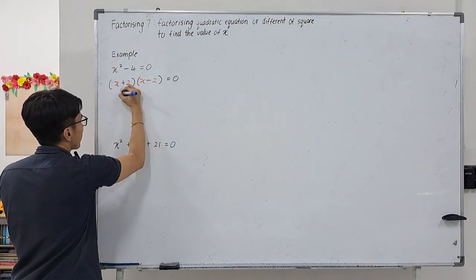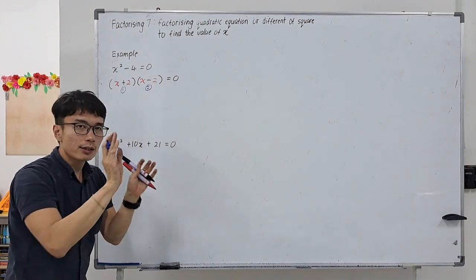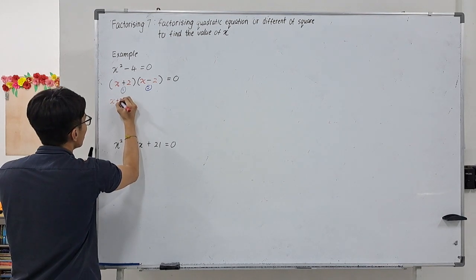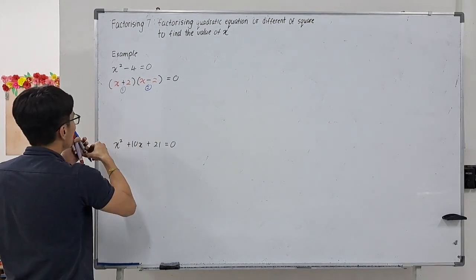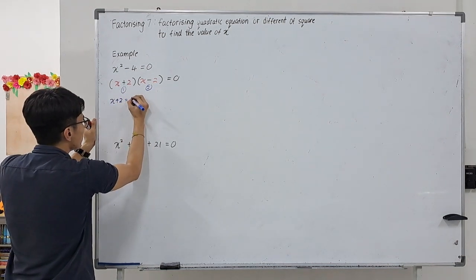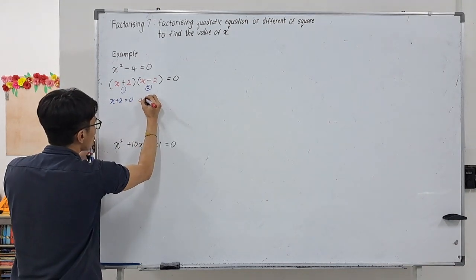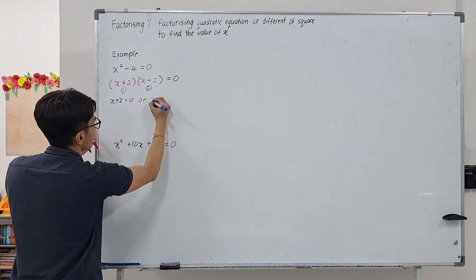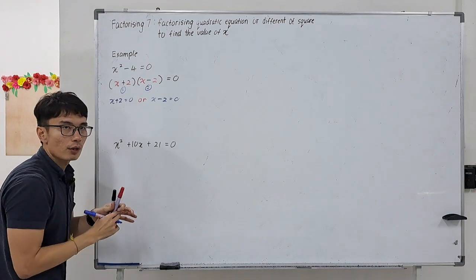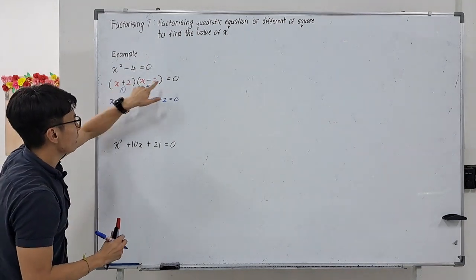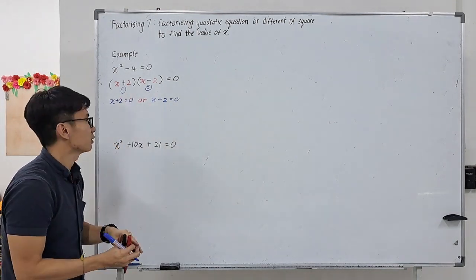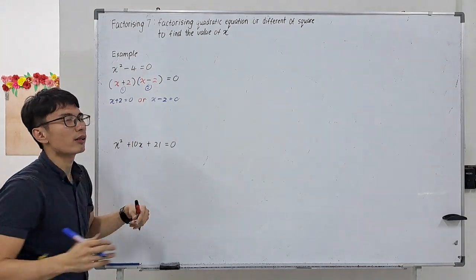I'm going to say this is my first bracket and this is my second bracket, and this is what you are going to do. So you're going to have x plus 2, which is this bracket here, that's going to equal 0, or x minus 2, which is the second bracket here, which also equals 0. Can you see what I do over here? I will just take the first bracket equals 0, second bracket equals 0. I will tell you why it is important you must get 0 in a while. But for now, let's just understand how we get the value of x.